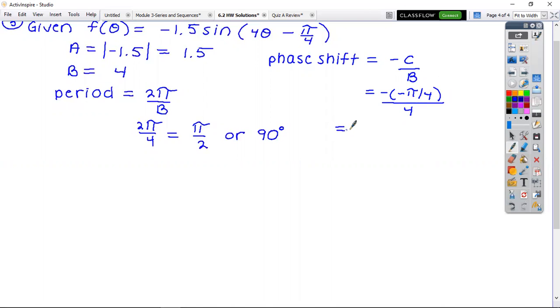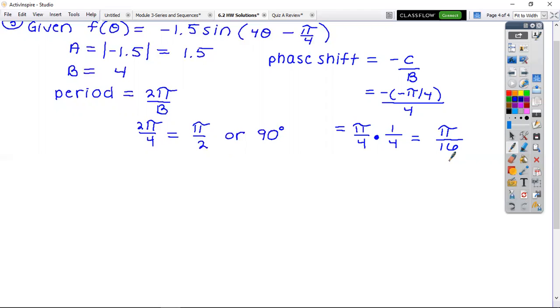So this would be equal to pi over 4 times, flip it, 1 over 4, which would be equal to pi over 16. Anyone have a degree equivalence for this? 180 over 16. It's okay, you don't need to have it. So I'll leave that one right there. Okay. How do we feel moving forward like that?